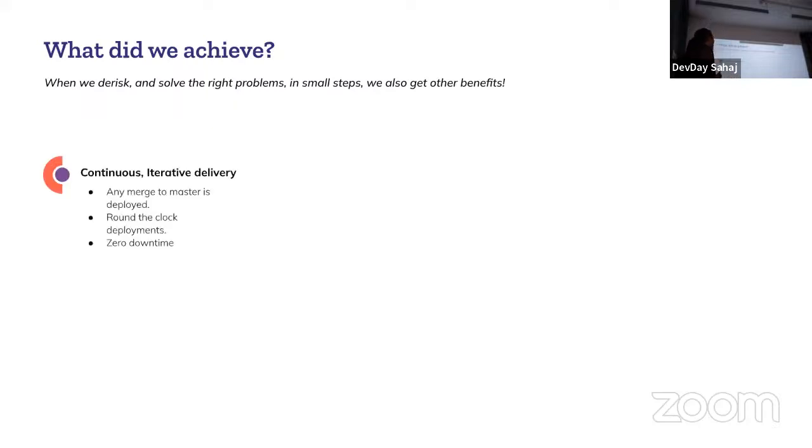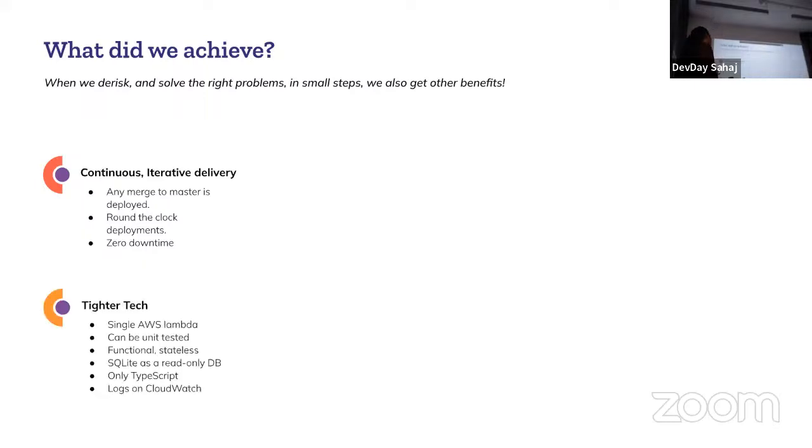So we had continuous iterative delivery. Any merge to master was immediately deployed. We had round the clock deployments. We had zero downtime because we had such safe deployment schedules. We also had a problem of being able to support things in production before, because the team was not well equipped with all the technologies in use, and it was quite a complicated system. So to handle that, we basically had a really tight tech stack.